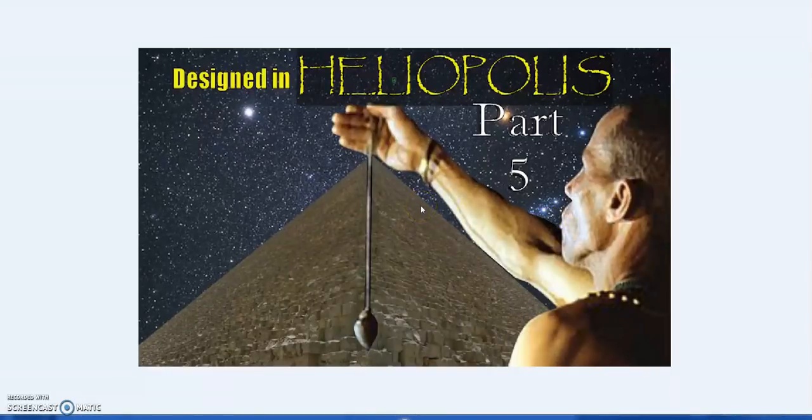I will do more in depth, but at the end of part 5, speaking about Heliopolis, the alignment of actually many pyramids. If you stand at Heliopolis, you could see all of them off in the distance. They were all placed there in reverence, in respect to Heliopolis, but the Great Pyramid especially.